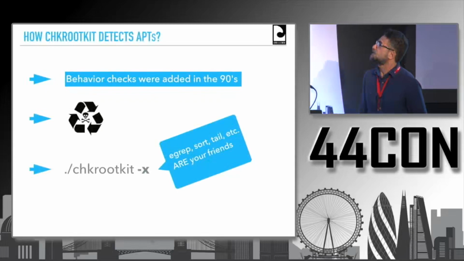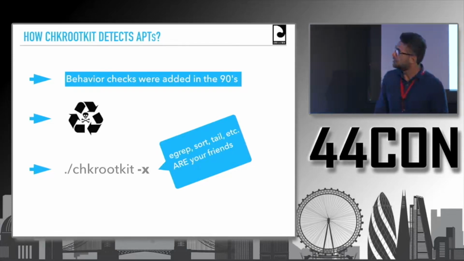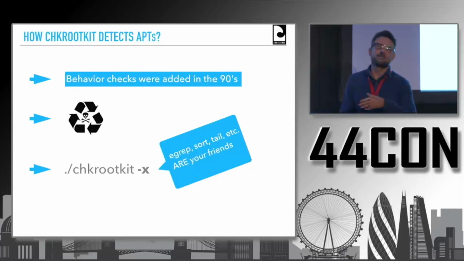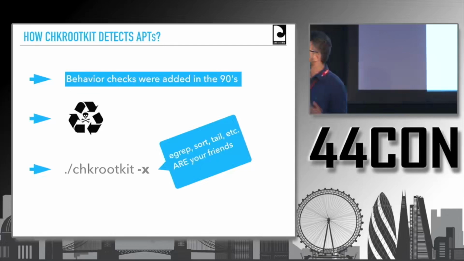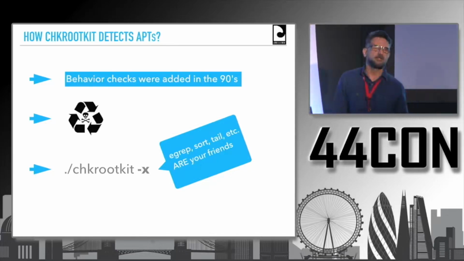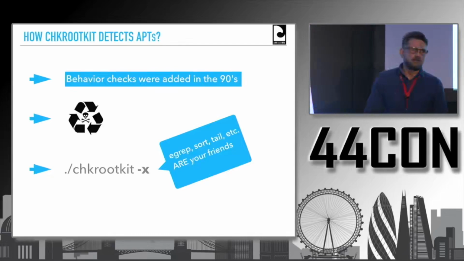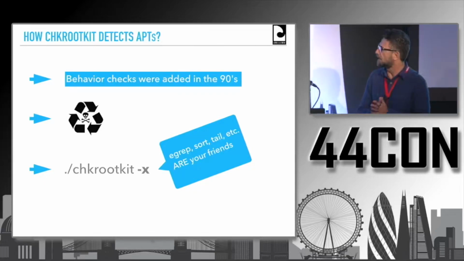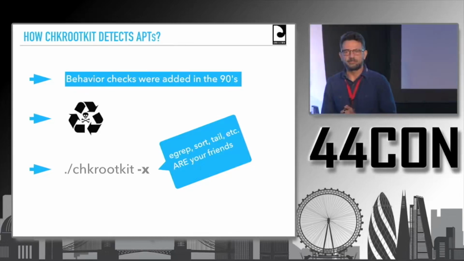And how can Chkrootkit detect APTs? Using behavior, firstly. Some new rootkits recycle code from old rootkits. In this case, Chkrootkit can detect these new rootkits because the code is the same old code. Or you can use the -X option. The -X option shows a lot of things, and you can use filter commands like grep, sort, tail to filter what you want to find.